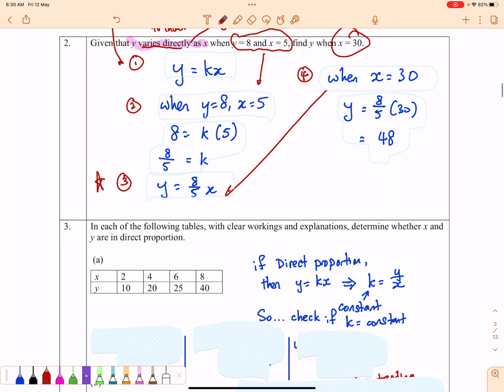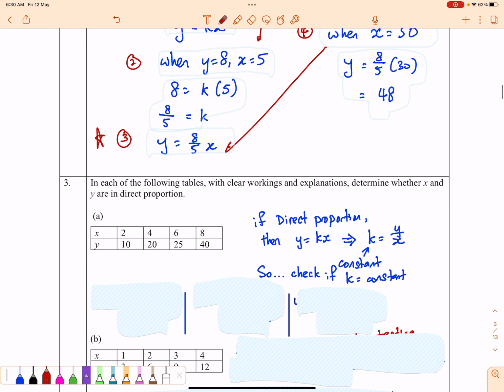Now, last question before we go to our practice. Now, in each of the tables, with clear working and explanation, determine whether they are in direct proportion. So I want you to create a cloud thinking bubble, right? And understand, right? If they are in direct proportion, then we say that y must be equal to kx, and k is actually equals to y over x. That means this k is a constant, a fixed number. That means this number doesn't change. Now y and x can change, but k cannot change.